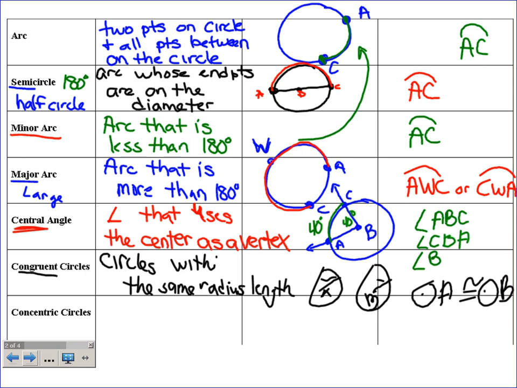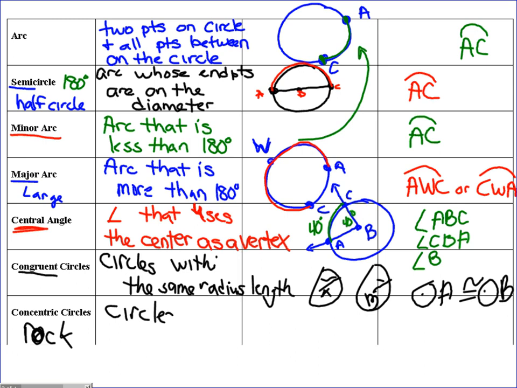Last thing, concentric circles. If you can picture a rock dropped in water. Picture throwing a rock in the water, right? You just drop it in the water. What comes out? It's like ripples, but they form circles, right? It looks like sound waves, but it's in the water.